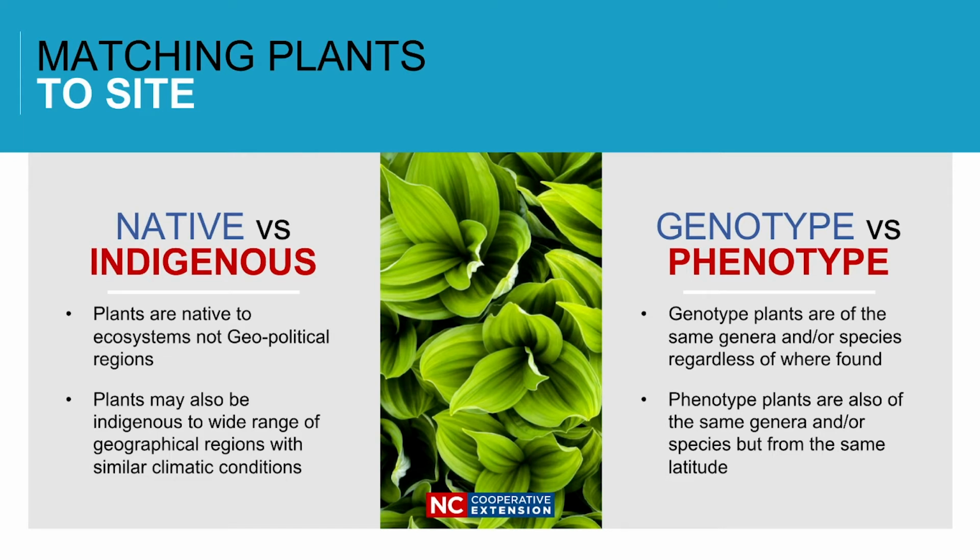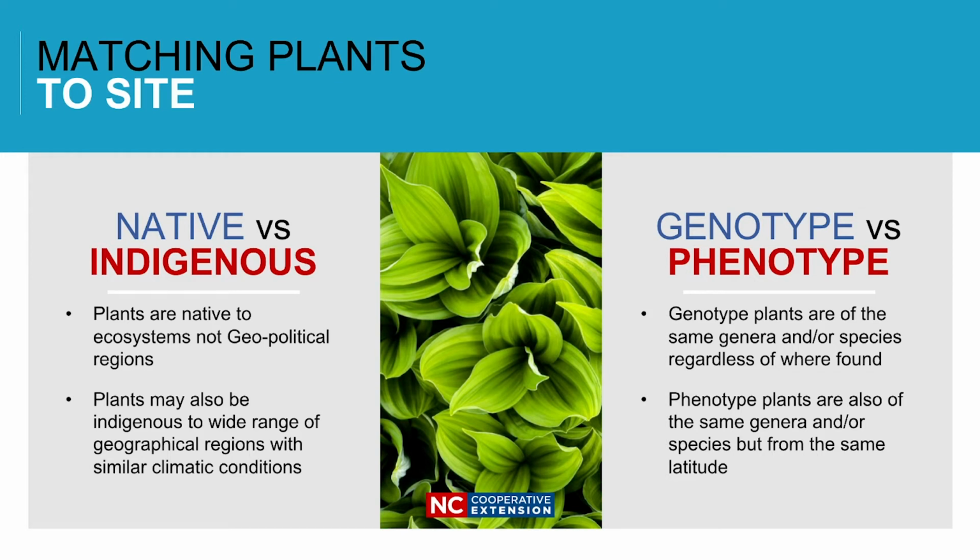Genotype versus phenotype. Now these are 2 more terms. Genotype plants are of the same genera or species regardless of where they're found. Phenotype plants are also the same genera or species but from the same latitude. So with genotype plants, we may have a plant such as Acer rubrum, a red maple, that is hardy or native to Portland, Maine, as well as to Tampa, Florida. Now, genotypically, they are the same genus and species, but phenotypically, they are of different latitudes. So that Acer rubrum that originated in Portland, Maine would not perform well or live in Tampa, Florida because of the different latitudes and vice versa.